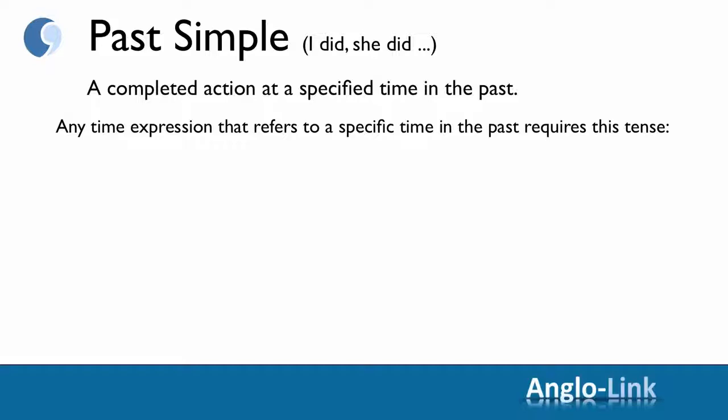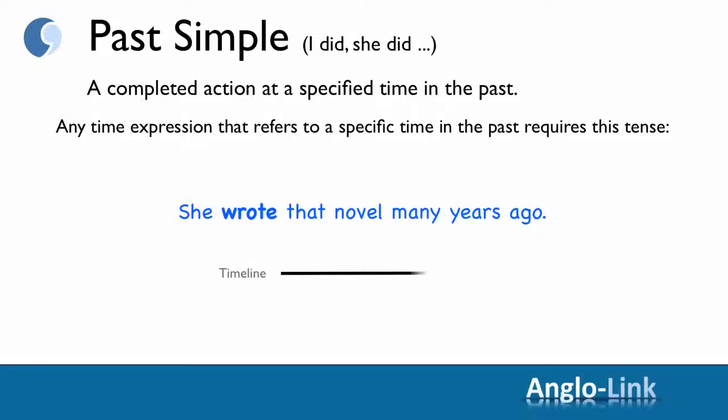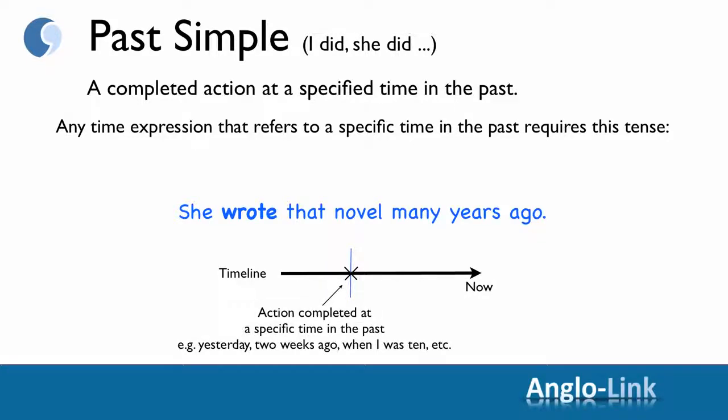For example, yesterday, last year, a week ago, when I was young. For example, she wrote that novel many years ago. Let's look at the timeline. She wrote that novel many years ago, or yesterday, or 2 weeks ago, or when I was 10. You have a specified time in the past.